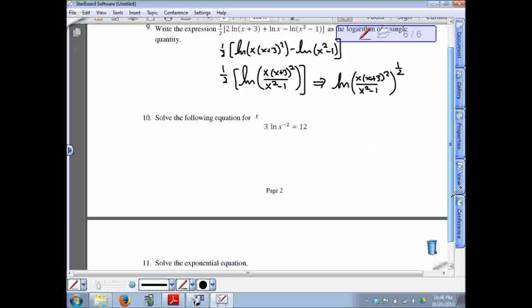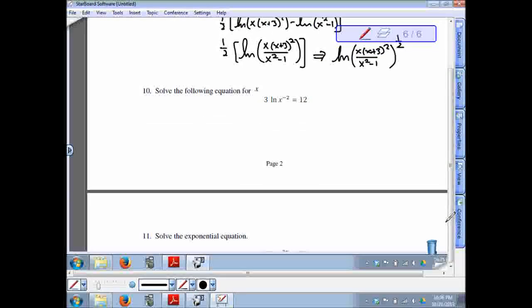Okay. Question 10, solving this logarithmic equation for x, we need to isolate the logarithmic term first. So there are a couple options here. A lot of students would like to divide by 3 as a first step, and that will eventually work. It might take a few more extra steps. The way I'm thinking of is we can take this -2 and drop it down in front, combine it with that 3 to make -6 times the natural log of x is equal to 12 divided by -6.